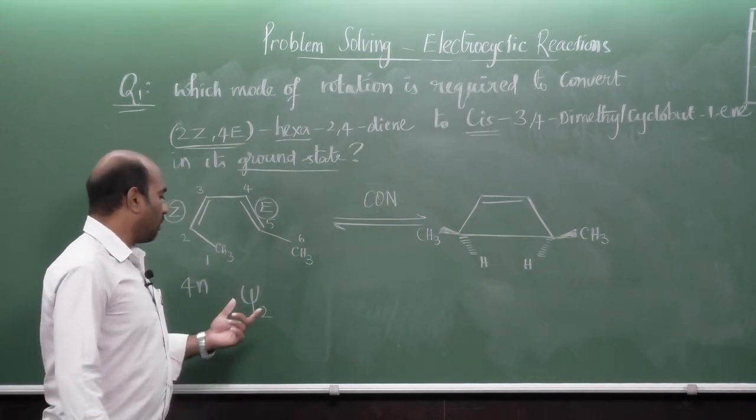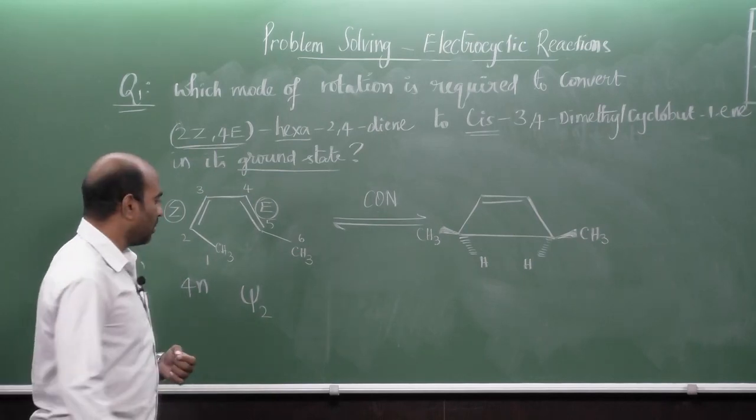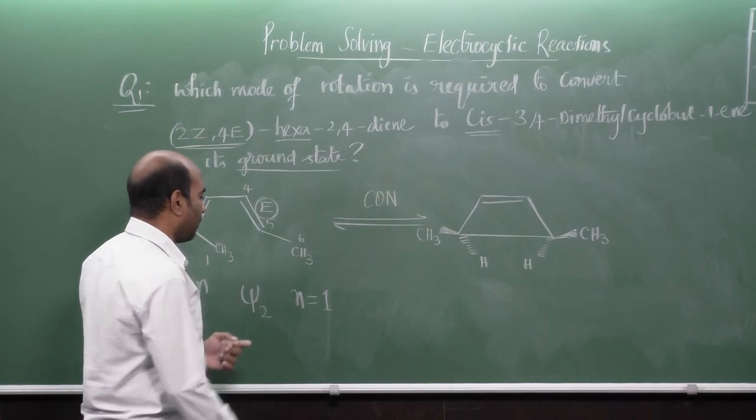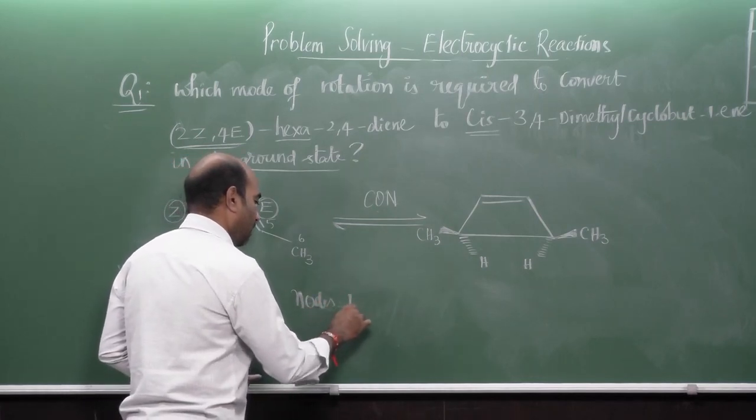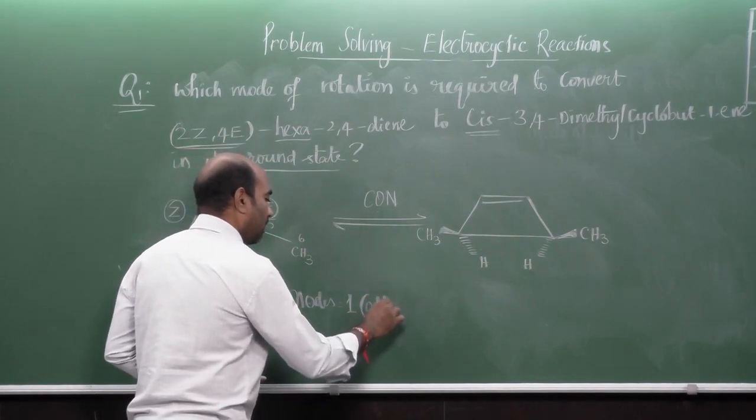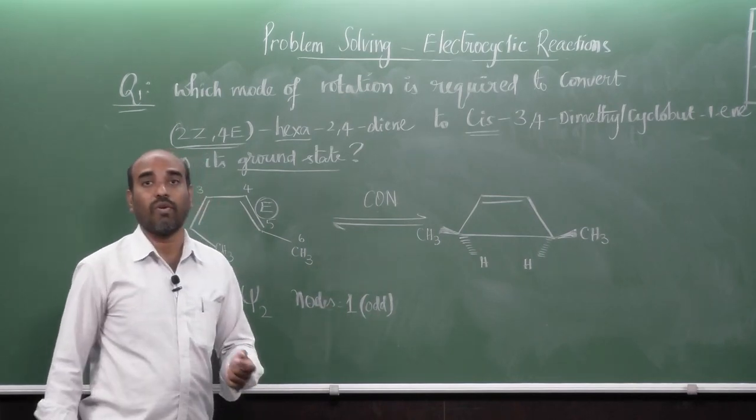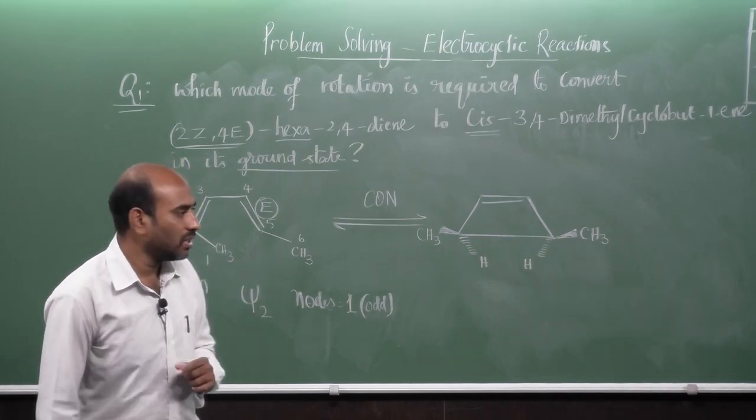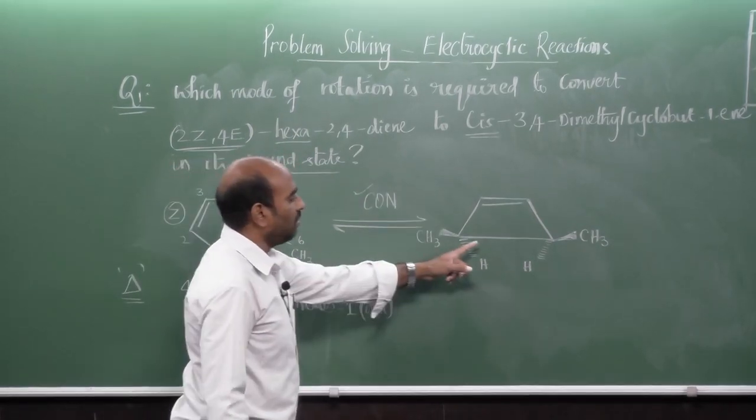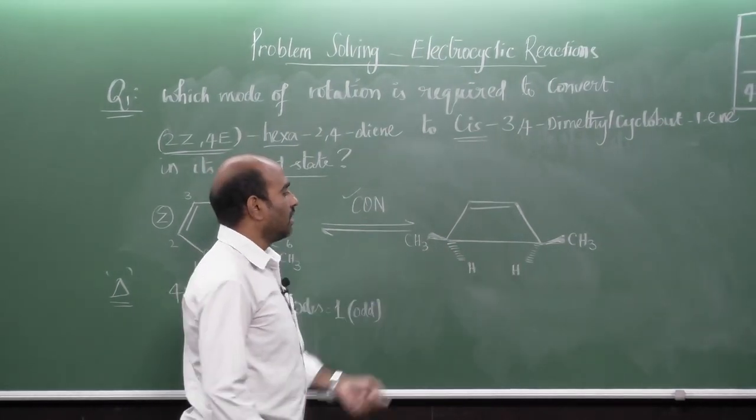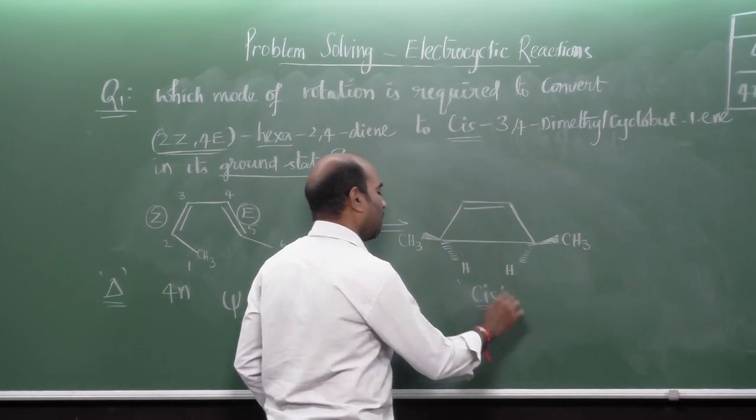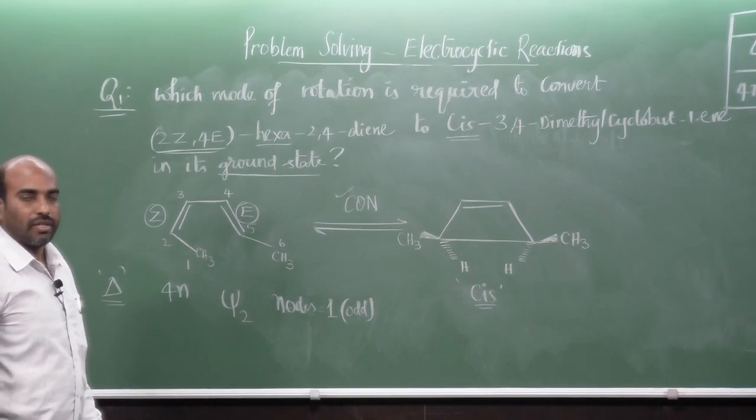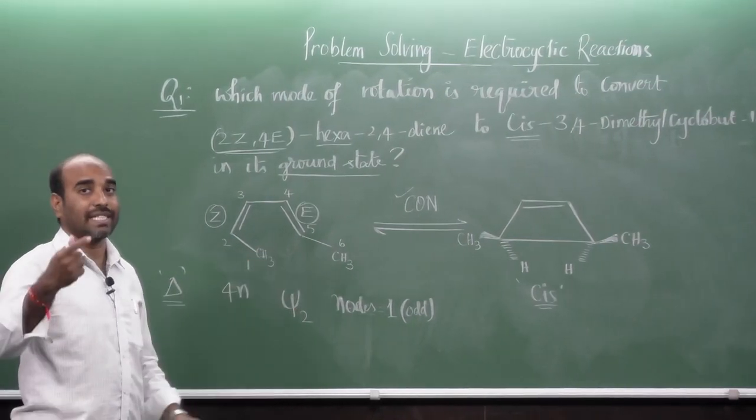Very good, right. So, for the psi 2 molecular orbital, how many nodes will you get? Number of nodes is n minus 1, that is 1, which is an odd number, right? So, if an odd number of nodes is there, what mode of rotation is allowed as per the selection rules? Of course, yes, correct. Con mode of rotation has to be performed, right. So, therefore, con mode of rotation you have performed, and the product is here with the cis relationship. So, this is the cis isomer, okay.